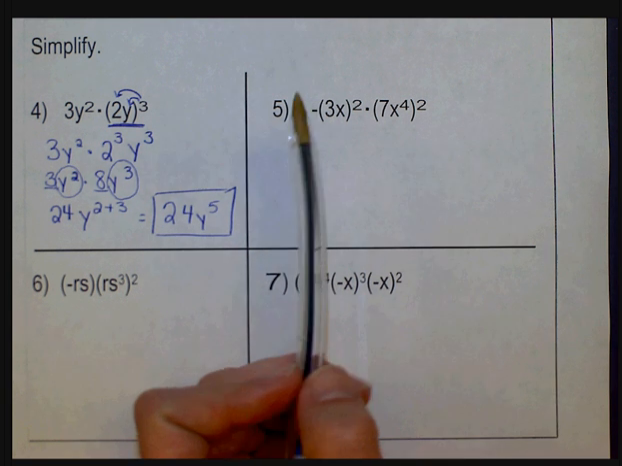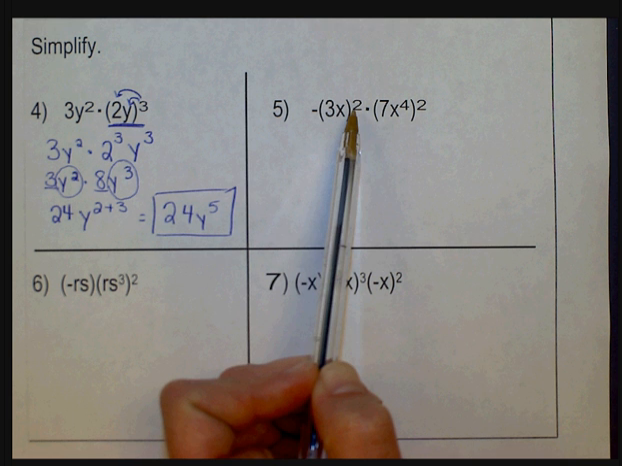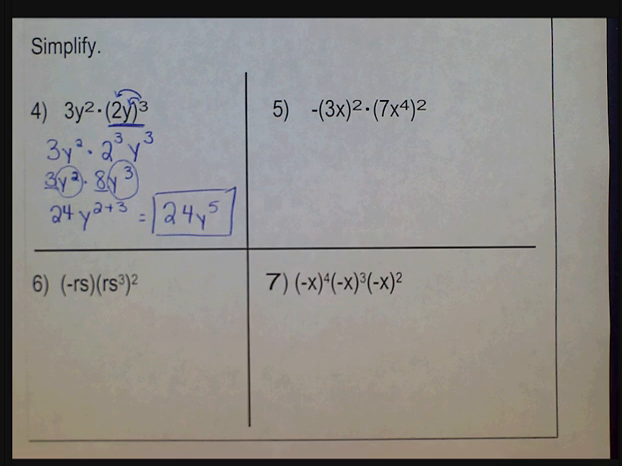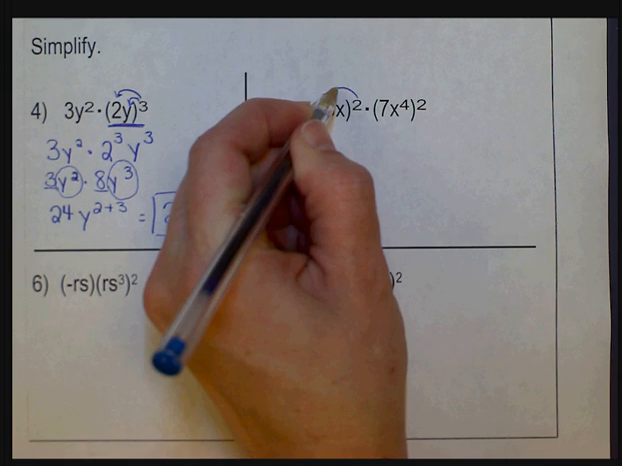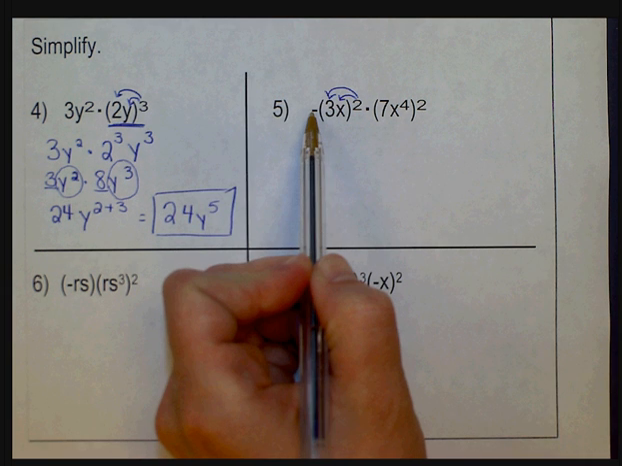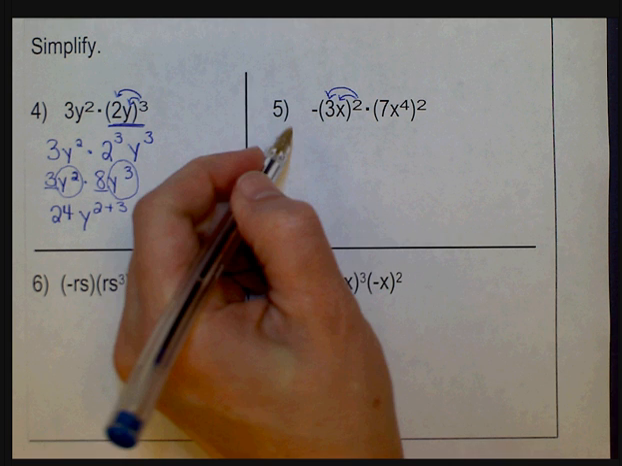Number 5 says I have negative 3x squared times 7x to the 4th, squared. So the first thing I have to do is use the power of a product rule and hand this square to the 3 and to the x. Notice I'm not handing it to the negative because it's outside of the parentheses. So I keep my negative out here.